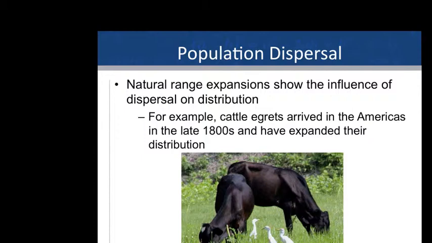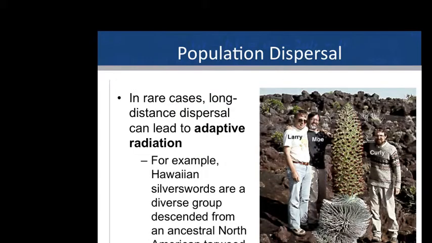Population dispersal: natural range expansion shows the influence of dispersal on distribution. What that means is that there's a natural range that sometimes explains why organisms live where they live. Cattle egrets arrived in the Americas in the late 1800s and have expanded their distribution. The reason is that as the cattle have expanded into this area, the egrets come and have a beneficial relationship with them.